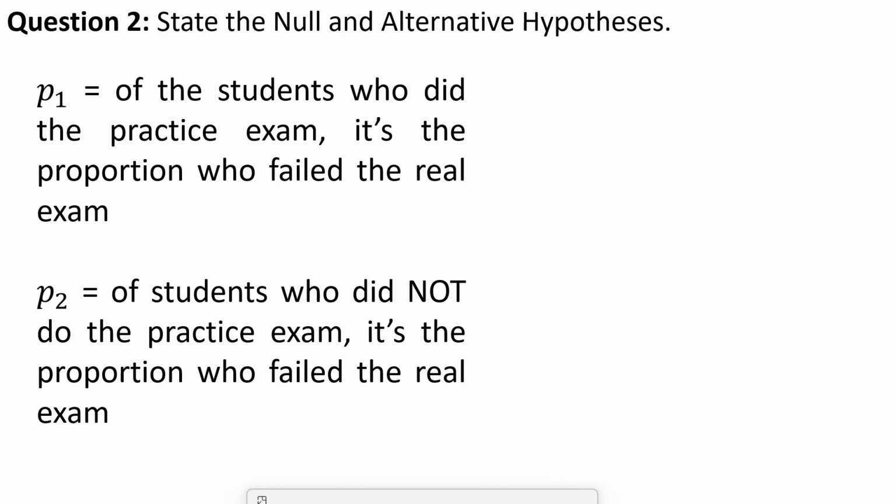The null hypothesis in these scenarios is always that the two proportions are equal. In this case, we're wondering if writing the practice exam reduces the probability of failing the real exam, and so it becomes a lower tail test.